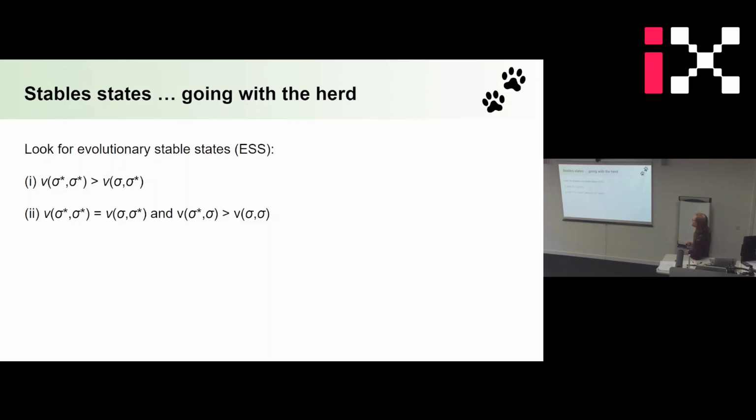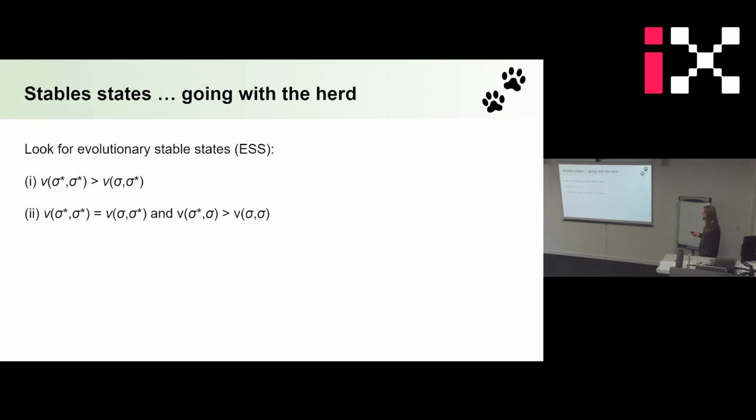The second option is if you find a strategy where it doesn't matter whether you change your strategy, you would be worse off if everybody else did what you do. So basically, if everybody else does what you do now, and everybody changes the strategy, the person that uses the old strategy, the stable strategy, would be better off.